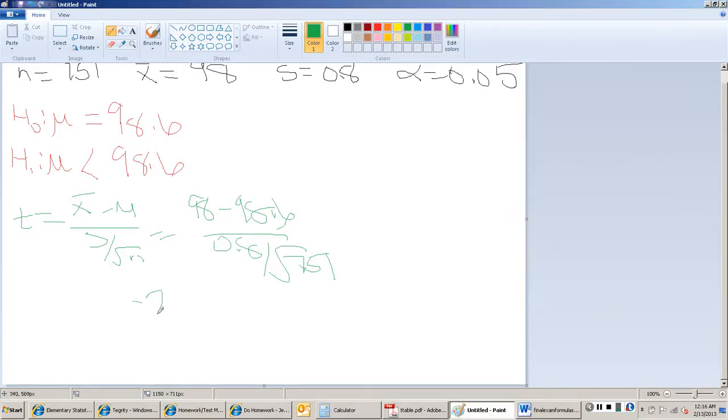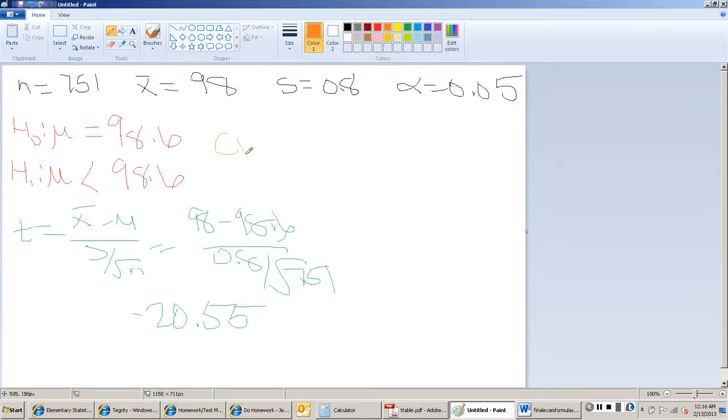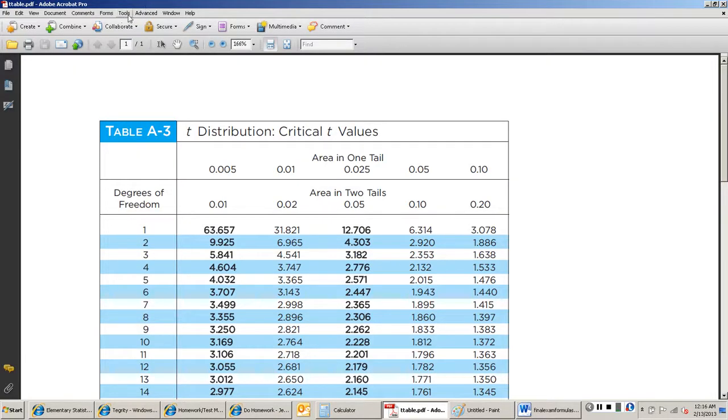So negative 20.55. This is our test statistic. Now we also need the critical values. We can do this in Excel or we can do this in the t-table. We want 0.05, one tail.